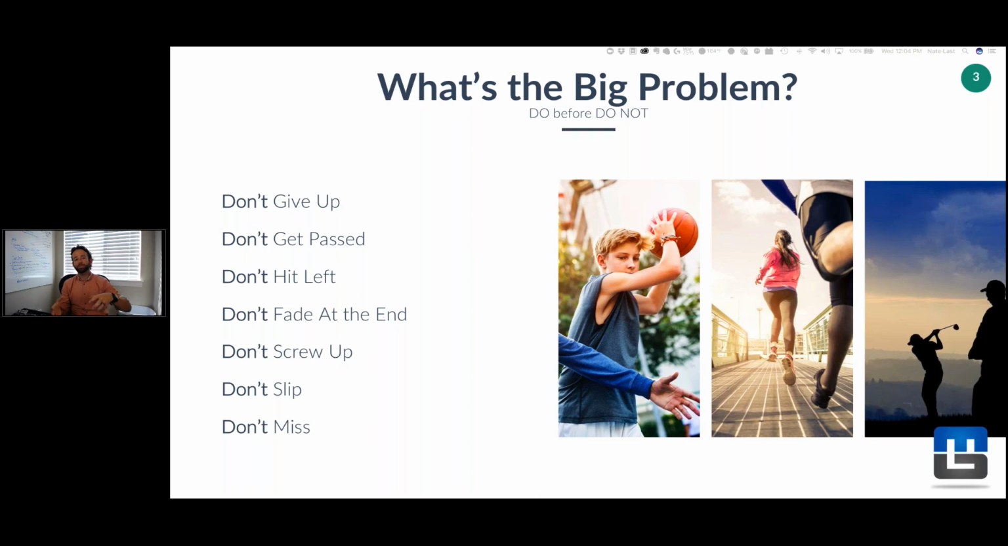However, if we switch our mindsets to do's, to things that we want, rather than give up, it's keep going. Rather than don't get past, it's push farther, push harder, keep your own pace, go back to those process goals. Rather than don't hit left, it's hit it on the green. Rather than don't fade at the end, it's push at the end, push harder at the end, go faster at the end. Achieve something.